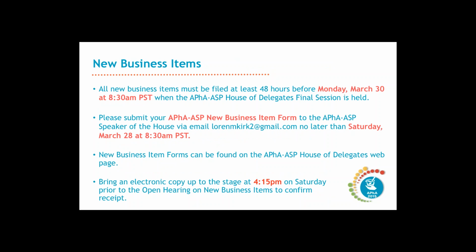New business items. What exactly are new business items? They are items that have not gone through the traditional route of the APhA-ASP policy process, where an idea works its way from MRM through the Resolutions Committee, and then finally to be presented to your annual meeting. These ideas are those that have come about in between and that you and your chapter feel have merit and need to be discussed by the APhA-ASP House of Delegates.